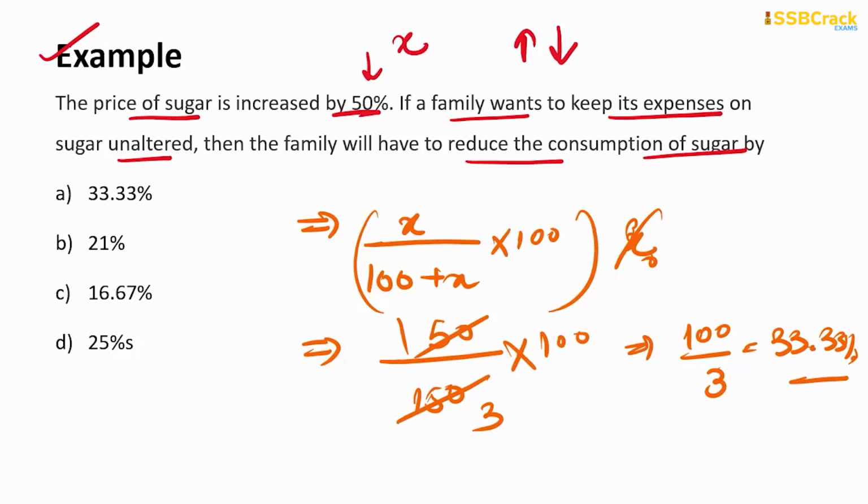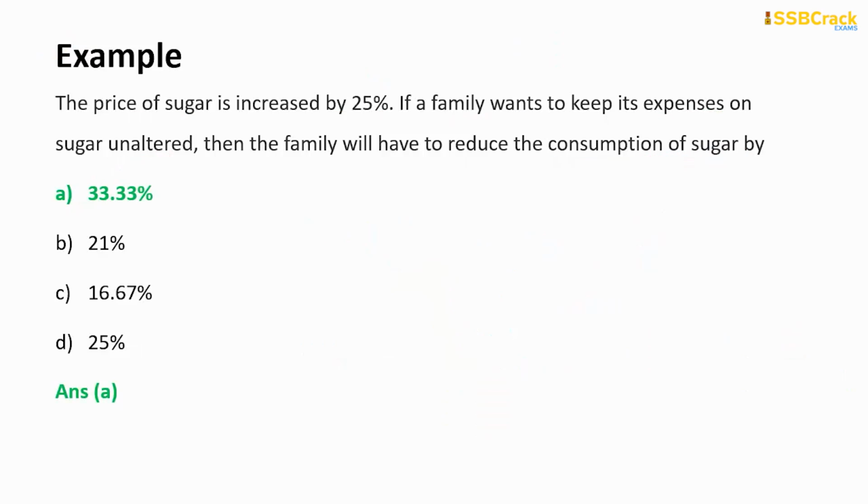That is, option A should be the correct answer. So the family needs to reduce their consumption by 33.33% in order to keep their expenses unaltered. Right? Let's check the answer. So yes, option A is correct only.